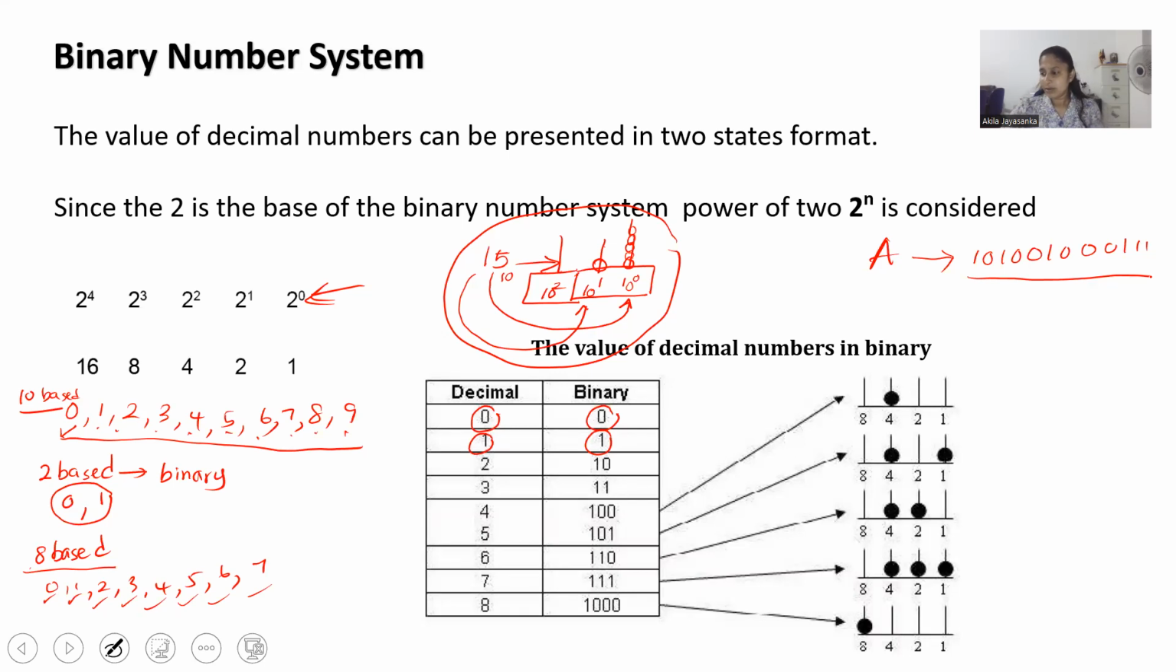Simply, if it is the decimal number 2, right? We can represent 2 as 10 in binary. That means to represent 2 as 10, we need to divide this 2 by using 2.